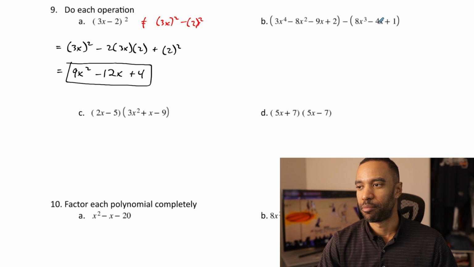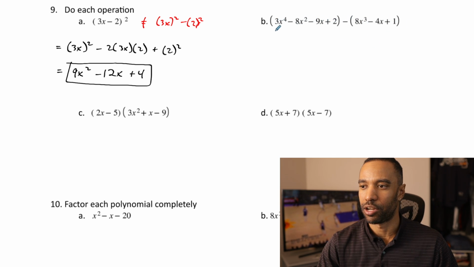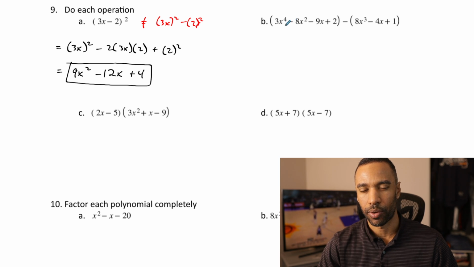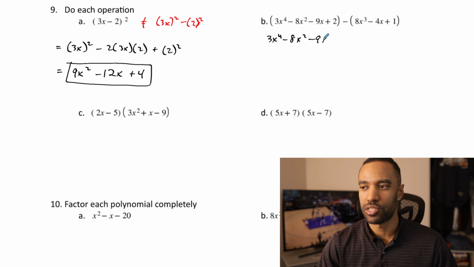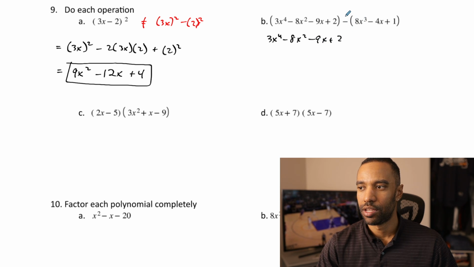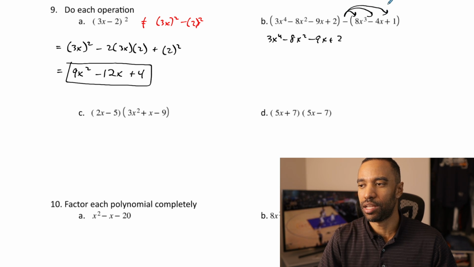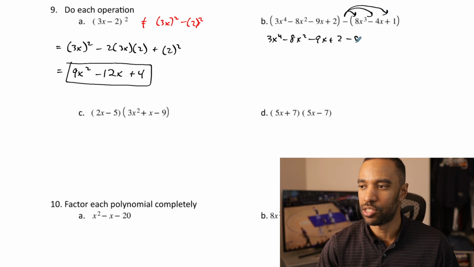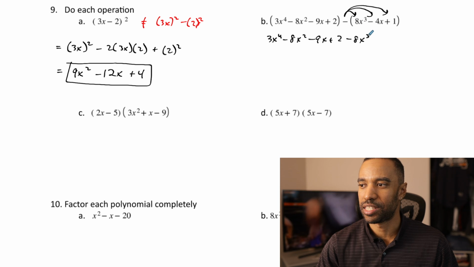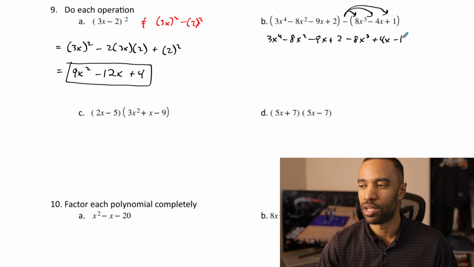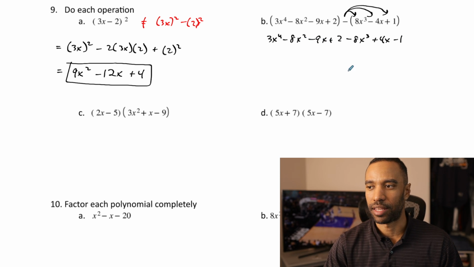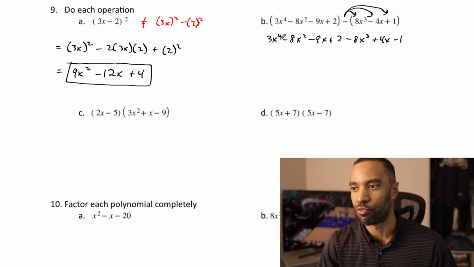Part B, we have a polynomial minus another polynomial. I can also write this without parentheses. And in writing the second polynomial without parentheses, I'll be distributing that negative. So over here, we'll be subtracting positive 8x cubed, so minus 8x cubed. We'll be subtracting negative 4x, which is plus 4x, and then minus positive 1. And I look to combine like terms. My final result should also be in standard form.